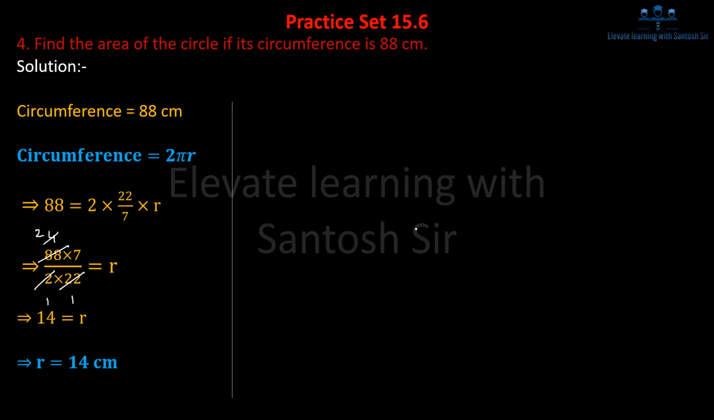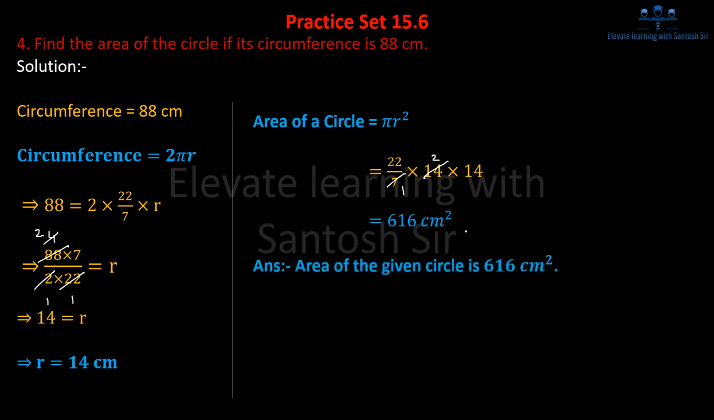Now if radius is 14 centimeter, we can now easily find the area of circle by using pi r square, which is 22 upon 7 into 14 into 14. 7 twos are 14. So that will give us 616 centimeter square. This brings us to the final answer. Area of given circle is 616 centimeters square. With this, we end up with the exercise or the practice set 15.6.